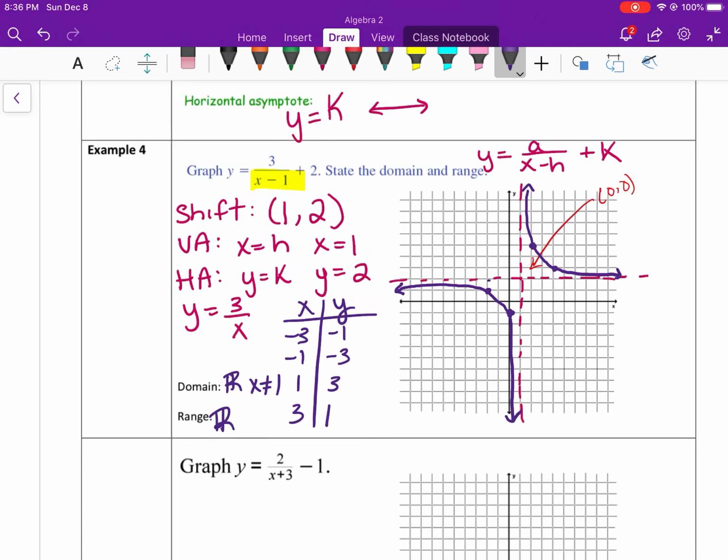The range is all real numbers except that y cannot equal 2, because that's my other asymptote through the y. So no matter what input you put in, the output will never be 2. It'll approach 2 but never equal 2.